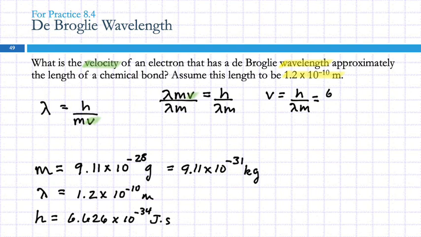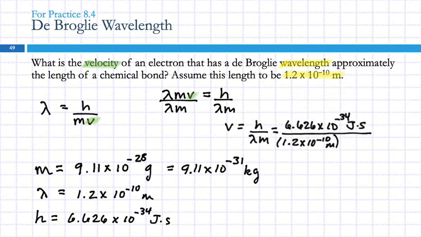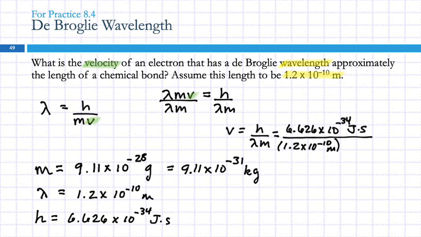Okay, so we've got 6.626 times 10 to the minus 34 joule seconds divided by 1.2 times 10 to the minus 10 meters. Yeah, that's just got no chance of fitting in there. And the mass, 9.11 times 10 to the minus 31 kilograms.